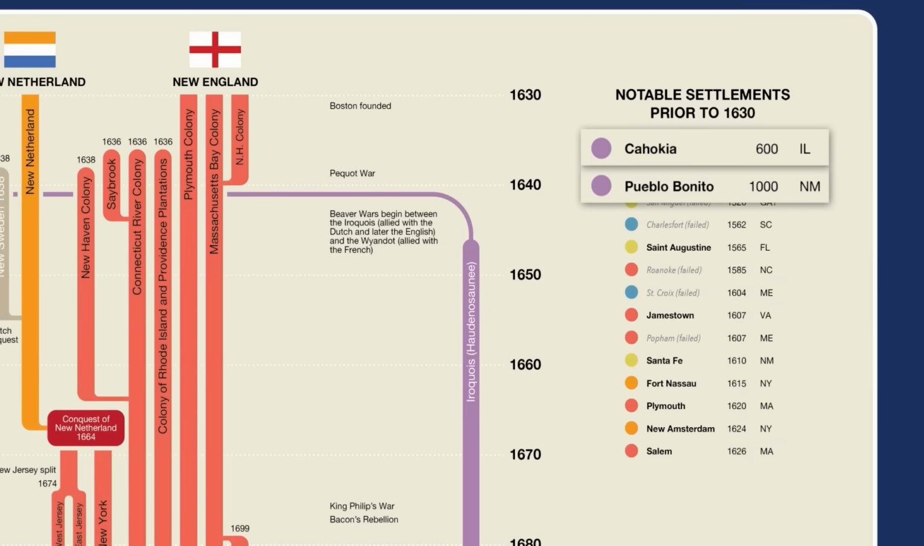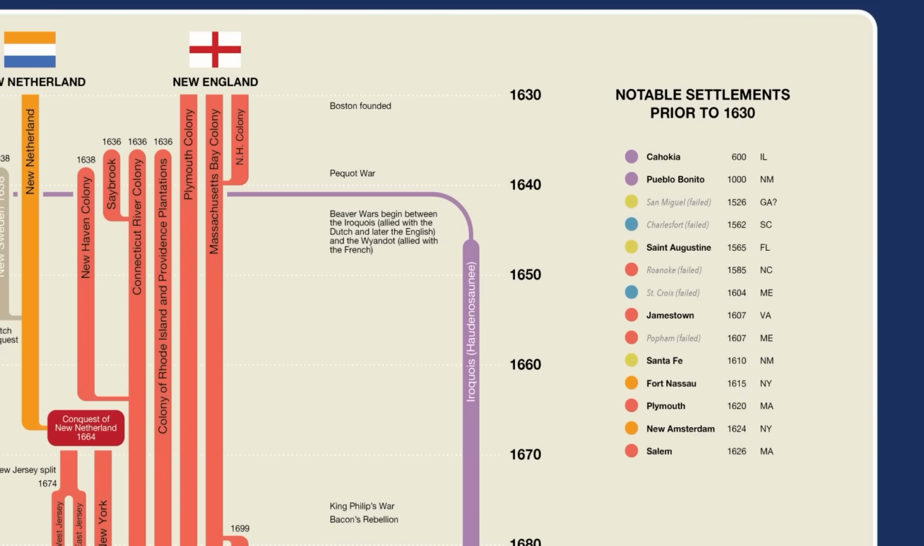So yeah, if you thought there were no cities prior to European arrival, you were wrong. The rest of the list focuses on the earliest European settlements, including those that failed, such as the Spanish settlement of San Miguel de Guadalupe, the absolute earliest attempt at a settlement by a European power in what is today the United States. That was way back in 1526, and we don't even know the exact location.